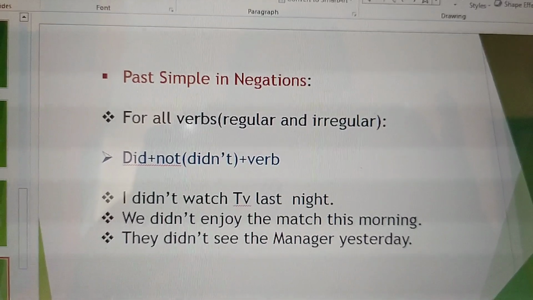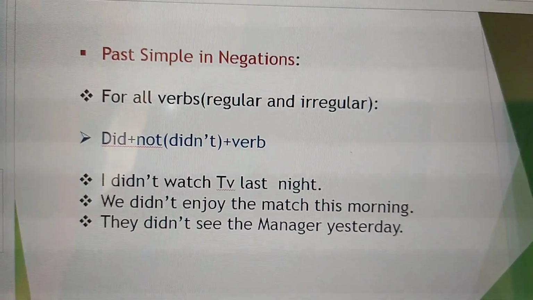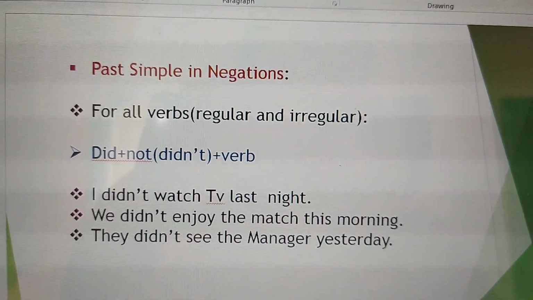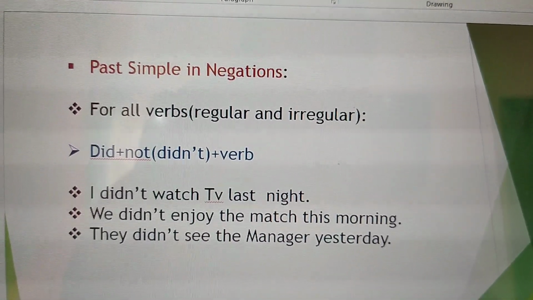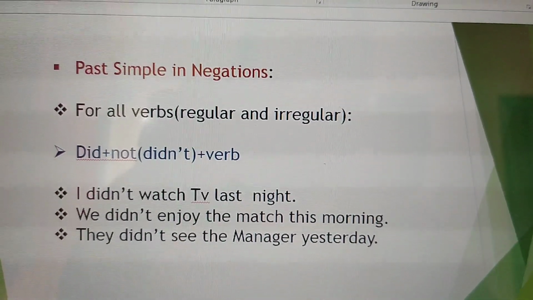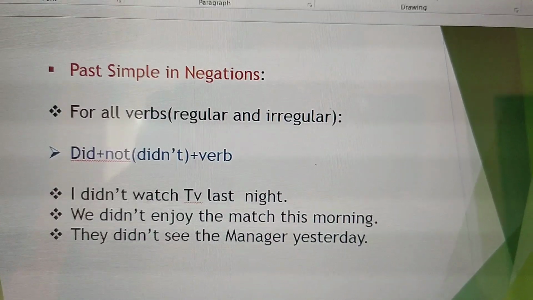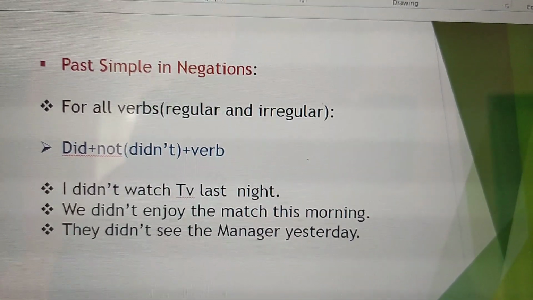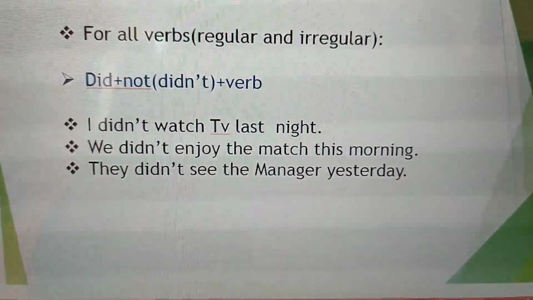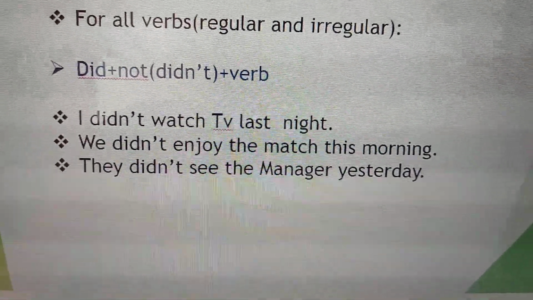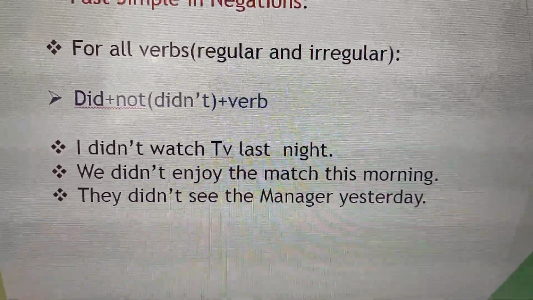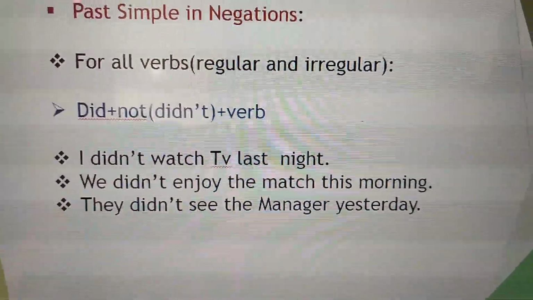For the past simple in negations, regular and irregular, we also use the past simple tense of the auxiliary verb to do, which is did, and we add not to it, contracting it into didn't, plus the infinitive form of the verb. For example, I didn't watch TV last night. We didn't enjoy the match this morning. They didn't see the manager yesterday.